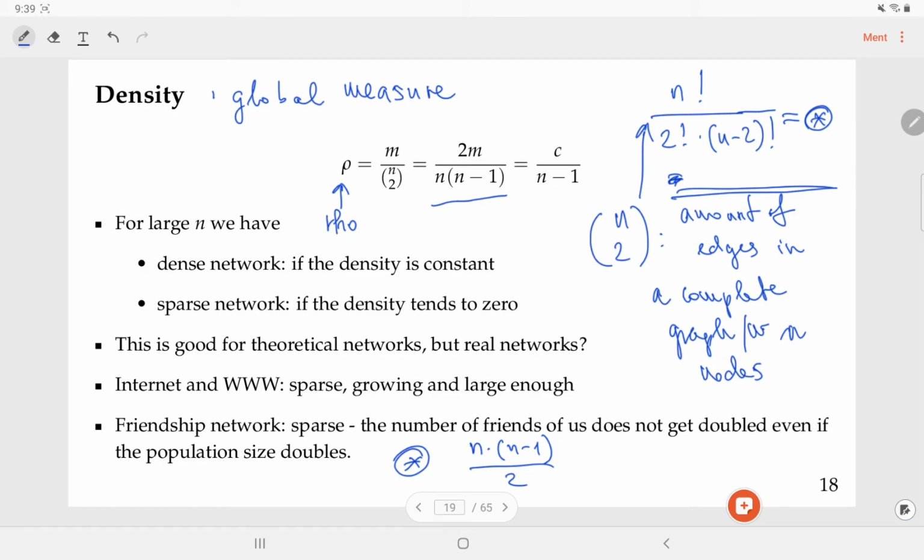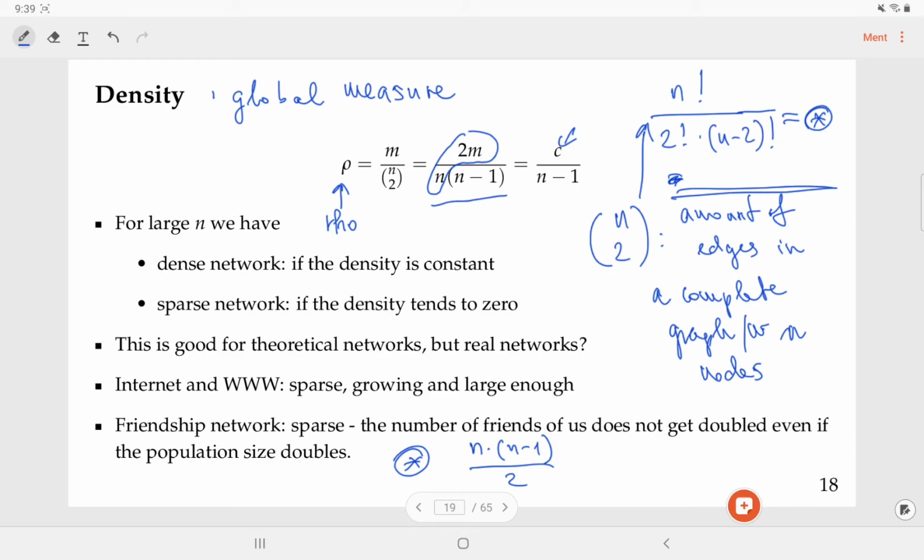So it's 2 times m divided by n times n minus 1. And now we can have 2m divided by n, which is the average degree, and is denoted by c. So the density is again equal to the average degree divided by n minus 1. Note that we can calculate the density again without visiting the nodes. The only thing we need to know is the number of nodes and the number of edges, and then we can calculate immediately the density of a graph.